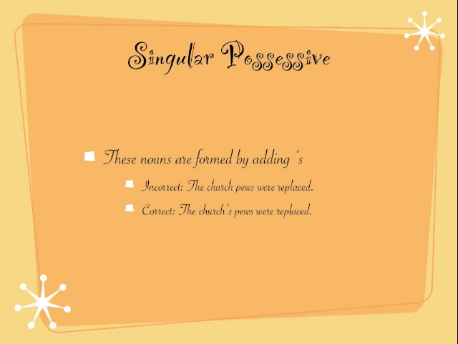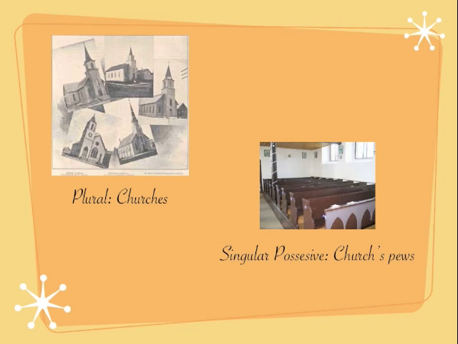First one is the singular possessive. These nouns are formed by adding an apostrophe S. The incorrect sentence would be, the church pews were replaced. Now, that sentence is fine on its own, but if I wanted to turn that into a possessive, I would say the church's pews were replaced by adding that apostrophe S. See? Here's an example. Plural of churches is on the left side. Singular possessive, the church's pews.